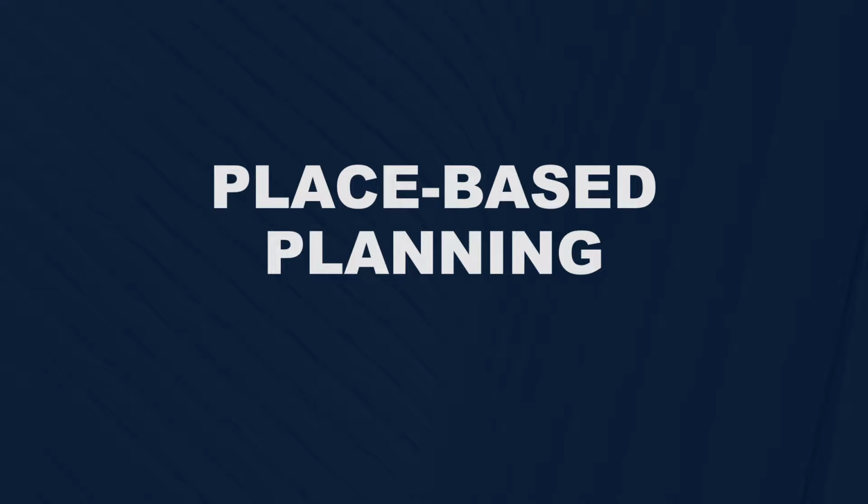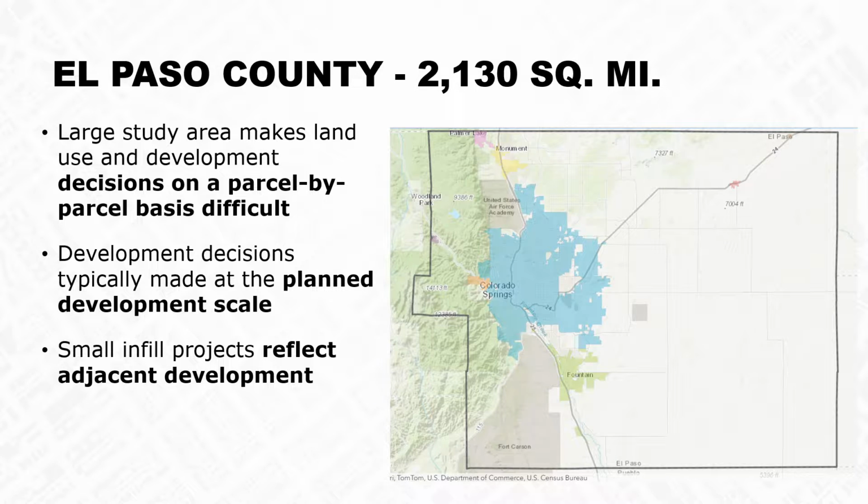I'd like to start with an overview of the place-based planning approach and what exactly is place-based planning and the place type. First, El Paso County is a very large study area. The area of the county is over 2,100 square miles. Large study areas such as this make land use and development decision making on a parcel by parcel basis very difficult. Smaller study areas or cities will often do land planning on a parcel by parcel basis, but planning for the scale of El Paso County requires a larger scaled approach that is not parcel by parcel specific.